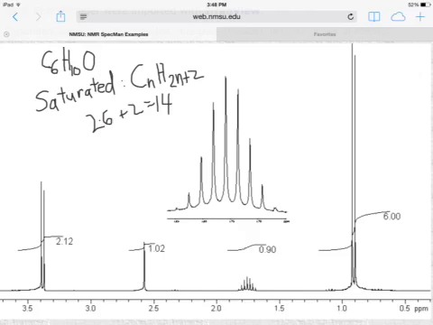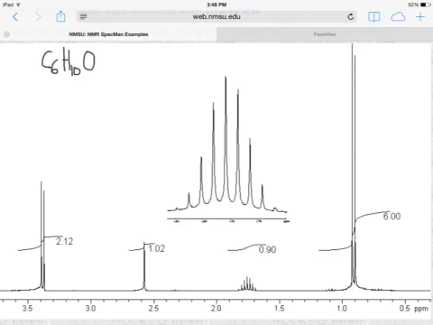So to figure out the actual degrees of unsaturation, we find the number of hydrogens that we're missing and divide by 2. So this is 4 divided by 2, or 2. That means in this molecule there are 2 double bonds, or 2 rings, or 1 double bond and a ring.